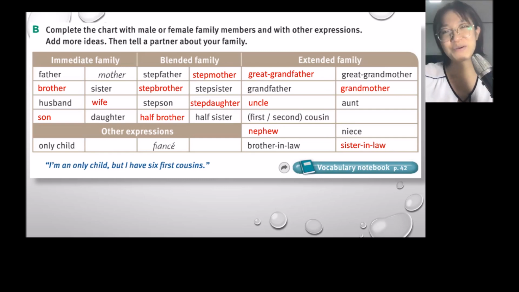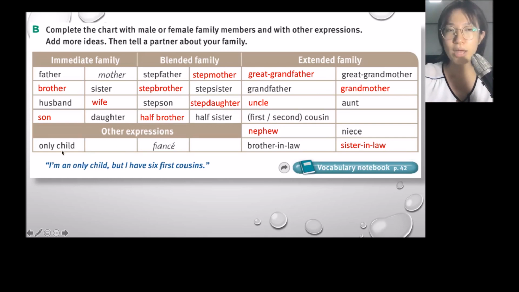Okay, so now are you clear about these family members, the names of these family members? Please try to figure them out by yourself, and then you can draw a family tree. Okay, if you are interested, you can draw a family tree of your own family. Okay, and now let's learn some other expressions.